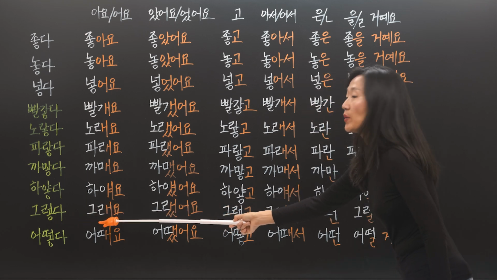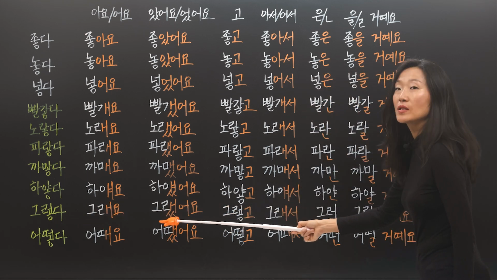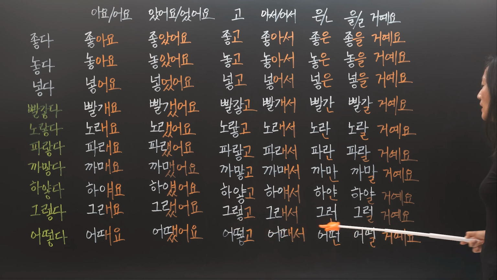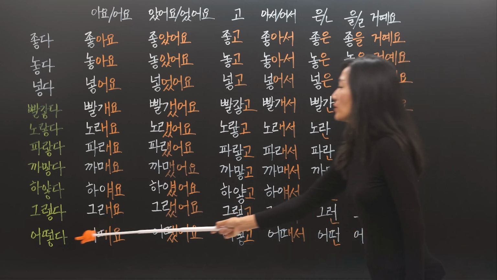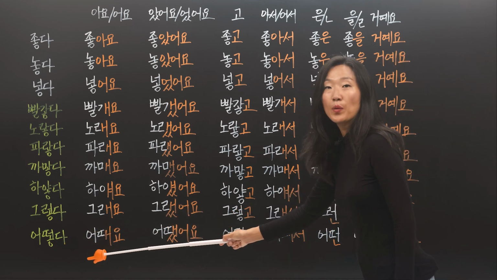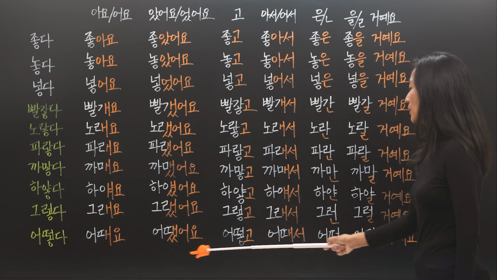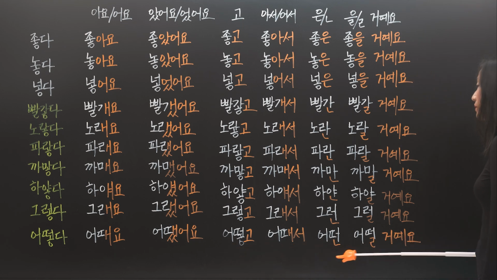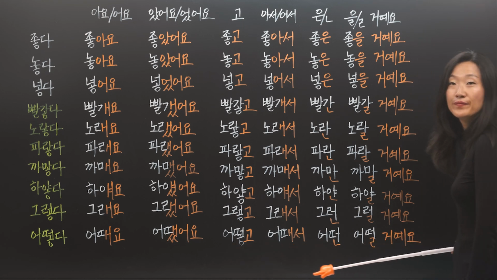그렇다, 그래요, 그랬어요, 그렇고, 그래서, 그런, 그럴 거예요. 어떻다, 어때요, 어땠어요, 어떻고, 어때서, 어떤, 어떨 거예요.